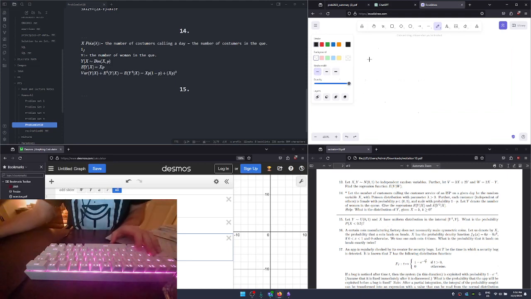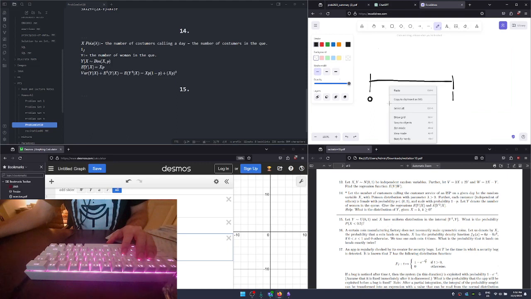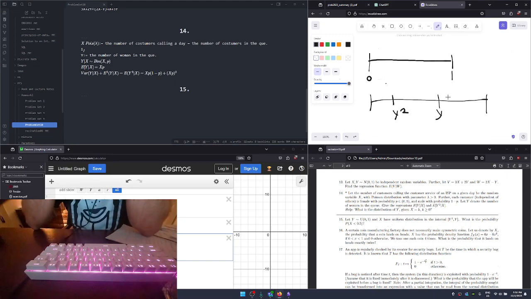So y is also a uniform distribution, and x has a uniform distribution on an interval. Say y is uniform from 0 to 1, and x is from y squared to y. So let this be y squared, and let this be y, right? What is the probability that x is smaller than 0.5?